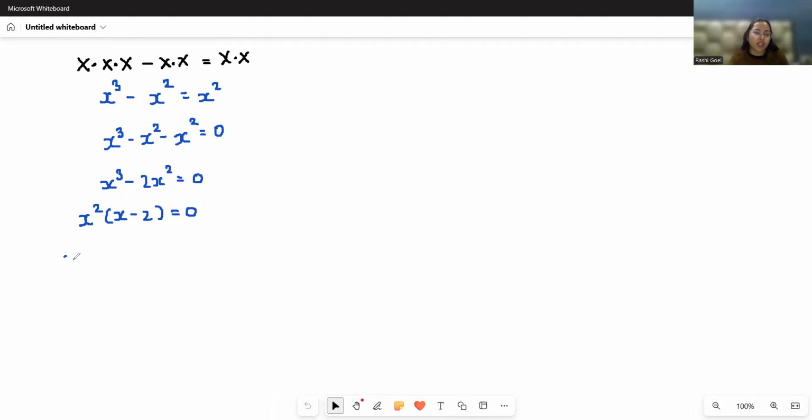Now put both the factors equal to 0. So first, x squared equals 0. So this is a double root. So here x is 0, and x minus 2 equals 0. So x is 2. So the final answer is x equals 0 and x equals 2.